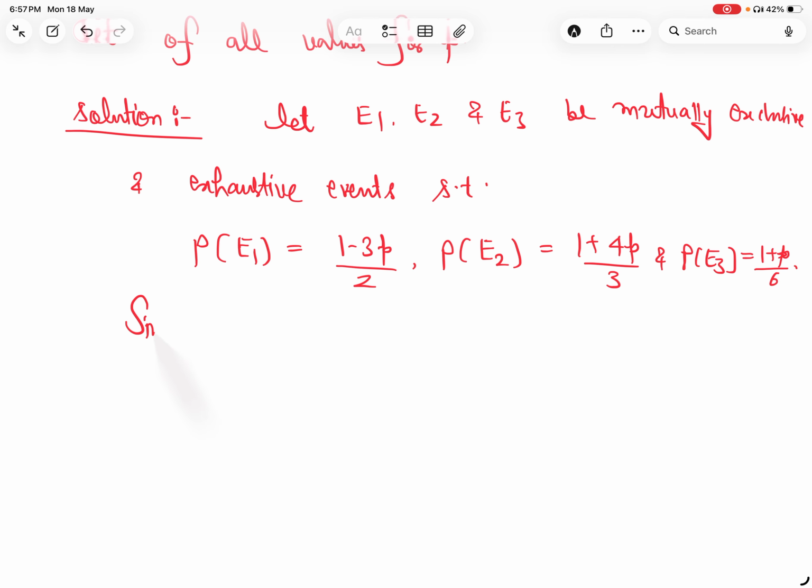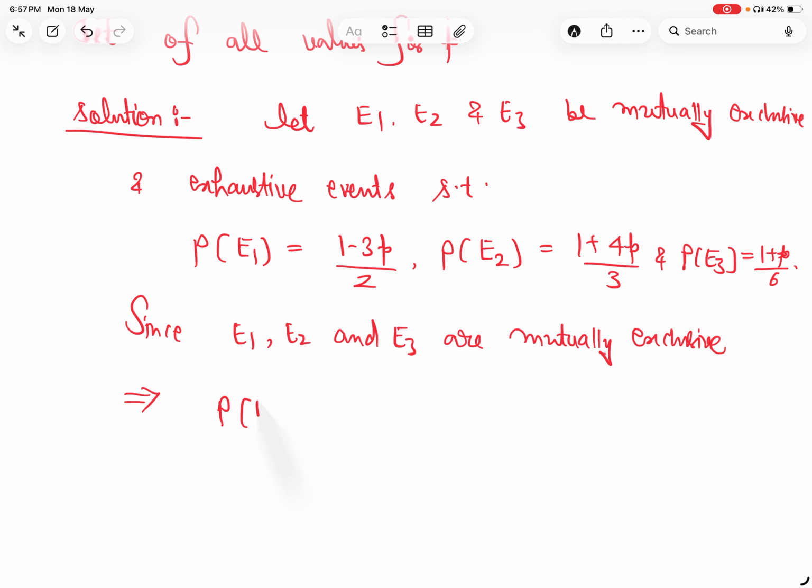Since E1, E2 and E3 are mutually exclusive, this implies probability of E1 union E2 union E3 is equal to probability of E1 plus probability of E2 plus probability of E3. Let's say it 1.